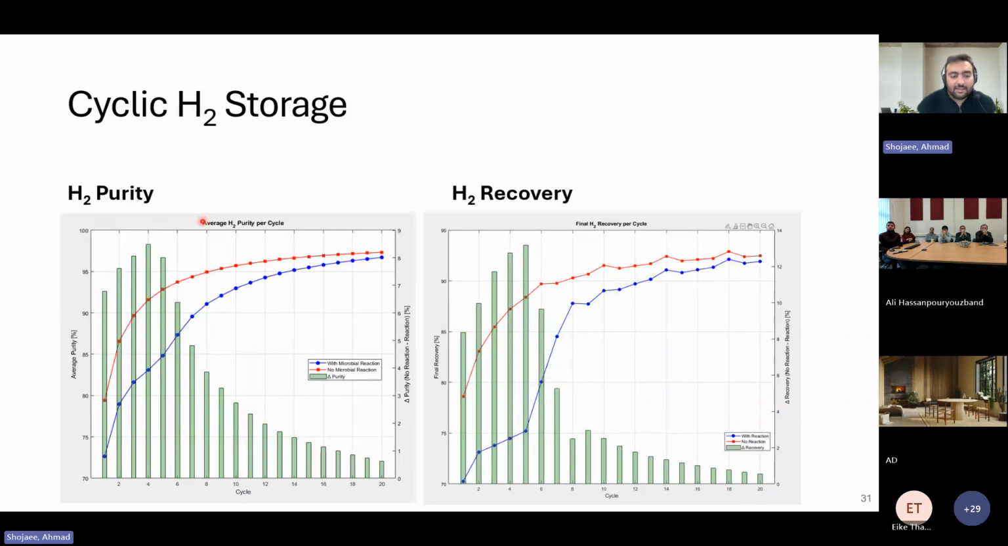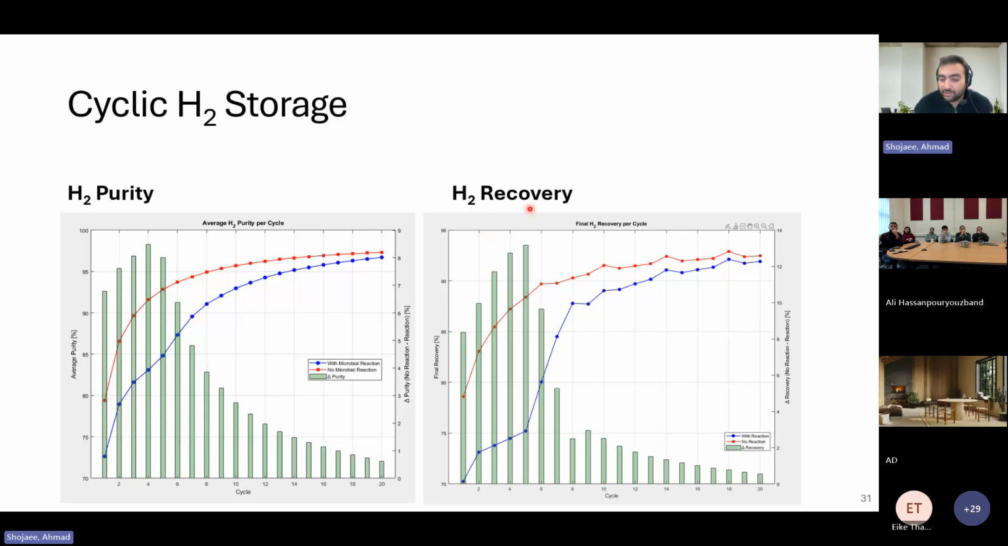But in the late cycles, this difference will decrease, and the case with microbial reactions converges to the case that we have no microbial reactions, which shows that after some cycles in the early time, there is no concern of microbial reactions in the late cycles.